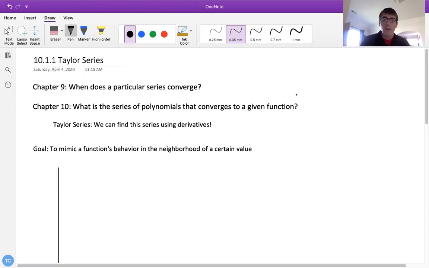And towards the end of chapter 9, rather than talking about just a list of numbers, we started talking about, all right, what happens if we add together a bunch of functions, specifically a bunch of polynomials? And we saw a few examples where, for particular ranges of inputs, this sum of functions ended up equaling another function. So what chapter 10 is talking about is reversing this process.